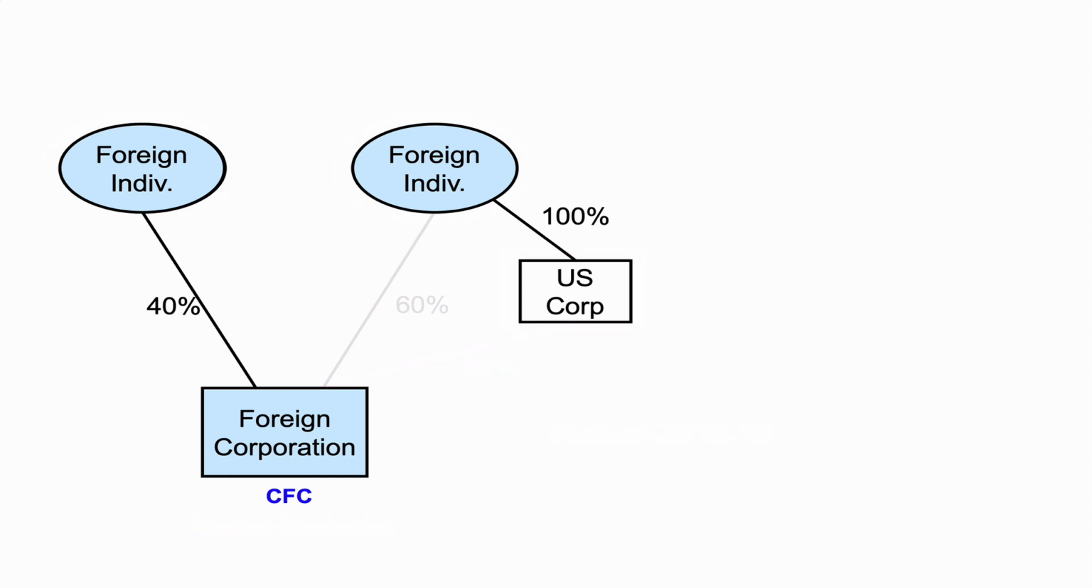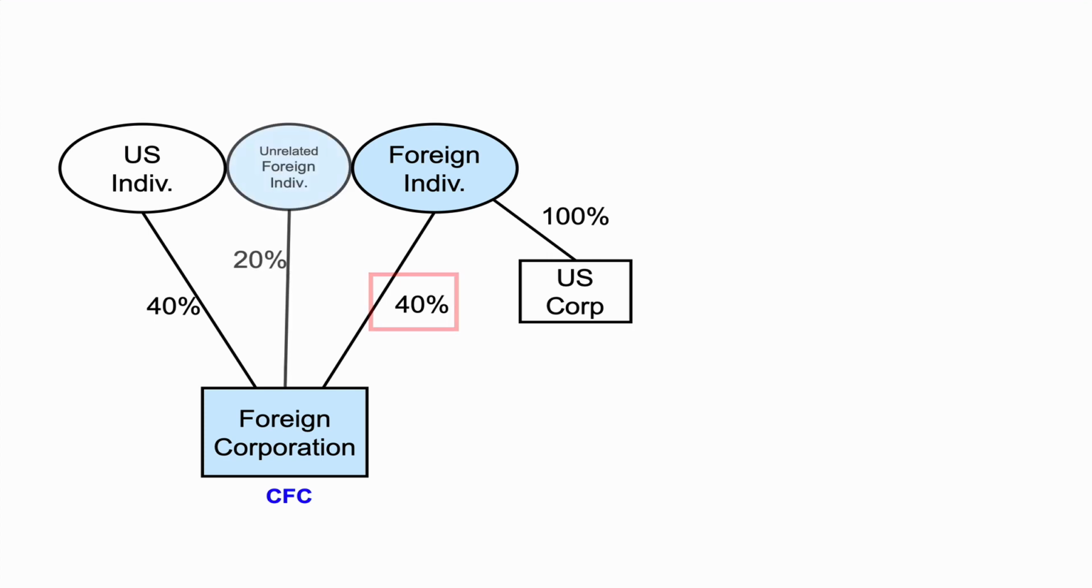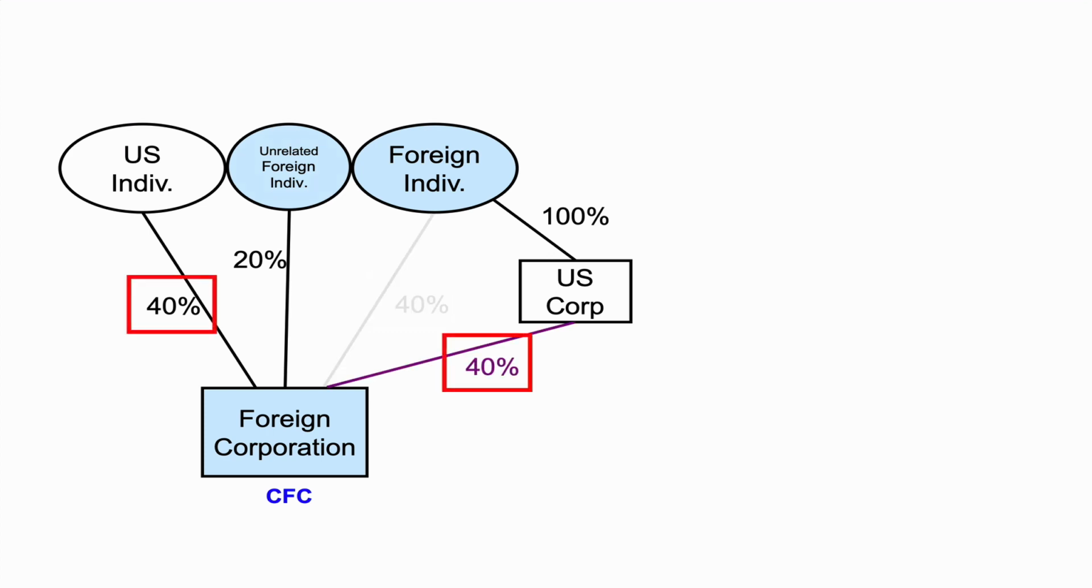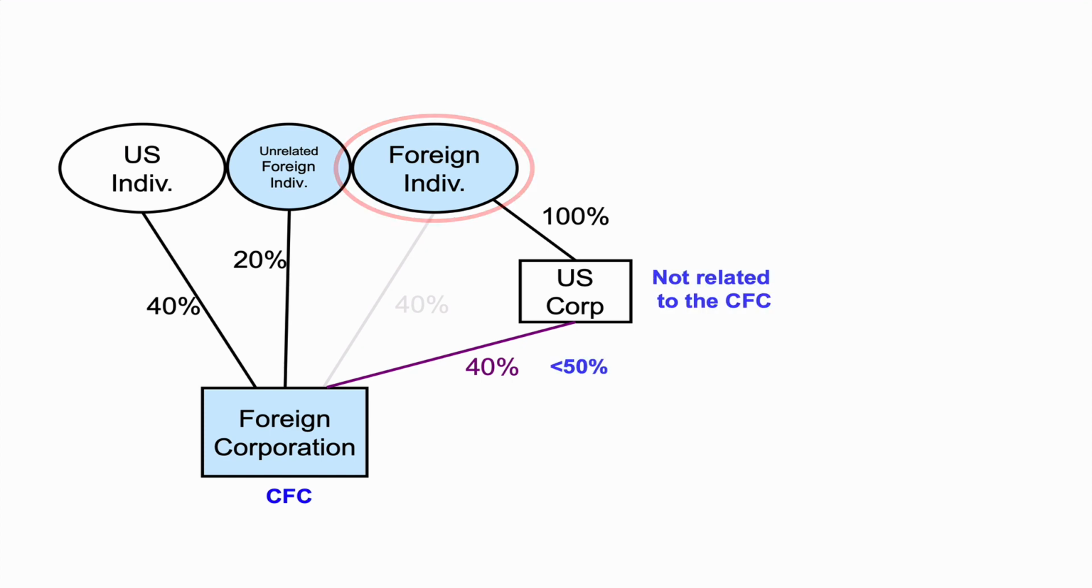Back to the structure with the U.S. individual owning 40% of the shares. If the foreign individual only owned 40% of the shares of the foreign corporation and an unrelated foreign person owned 20% of the shares of the foreign corporation, it would still be a CFC because 80% of the shares would be directly or constructively owned by U.S. persons. However, in this case, because the foreign individual does not own more than 50% of the shares of the foreign corporation, the U.S. corporation would not be considered related to the foreign corporation.